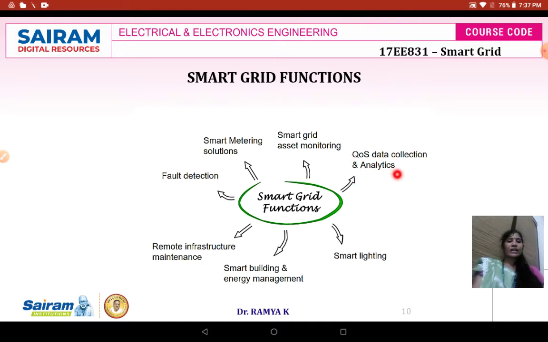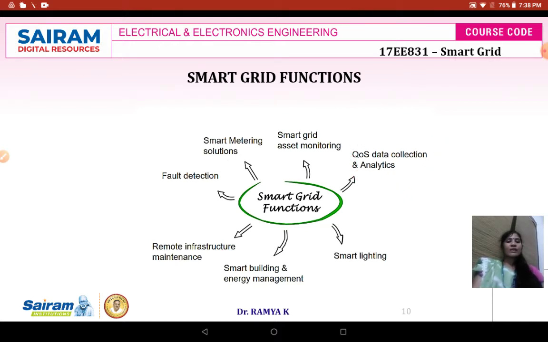QoS data collection and analytics, that is quality of service data collection and analytics. This could be done from the DSO, that is data system operator. From the data system operator at various zones, at various nodal points, at various substations, whatever data is collected is extracted in the form of Excel, and it will be analyzed in order to implement the expansion of your solar panel, or in order to expand the power optimization technique. So for all these things you can use QoS data collection and analytics.